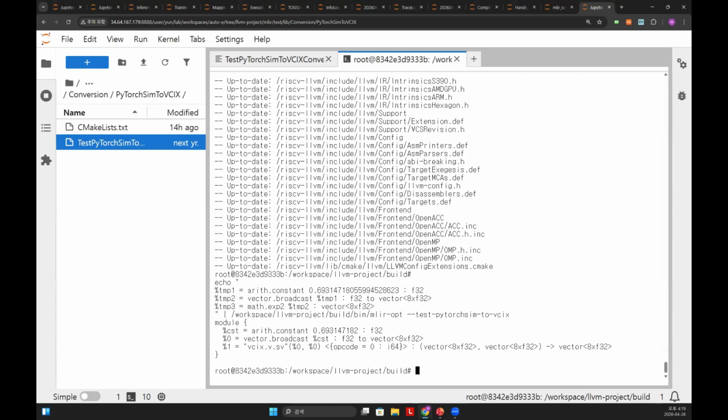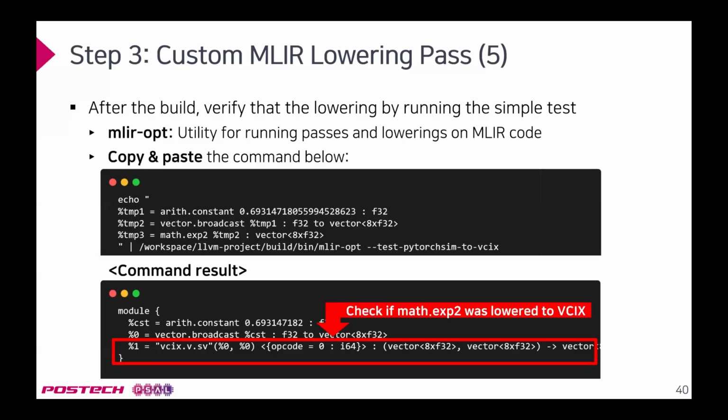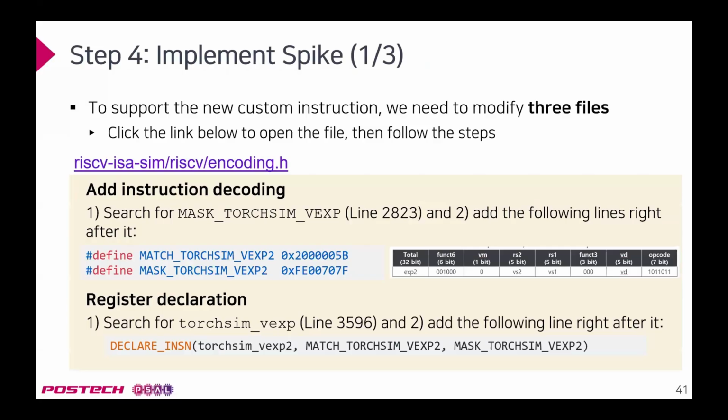Okay. Move on to next. Now, we need to extend the simulator to support this instruction we define. So let's start with Spike. It is a functional RISC-V simulator. And to make Spike recognize our new custom instruction, we need to modify some files. So we need to modify the encoding definition for the instruction we defined earlier.